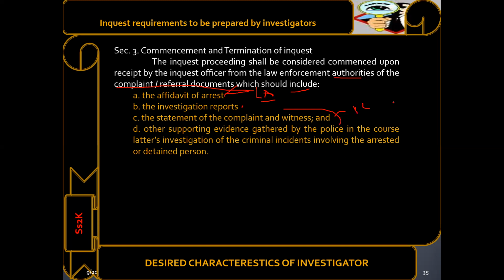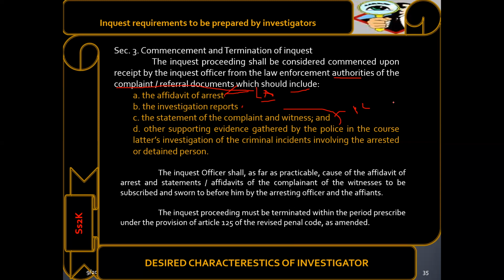Yan. Then, yung statement of complainant, tsaka statement of witnesses to determine the probable cause that the crime has been committed and the respondent is probably guilty thereof. Okay? Then, the inquest officer shall, as far as practicable, cause the affidavit of arrest and statement, affidavit of complainant and witness to be subscribed and sworn to before him. So, kailangan po nilang i-subscribe yung kanilang mga affidavit.